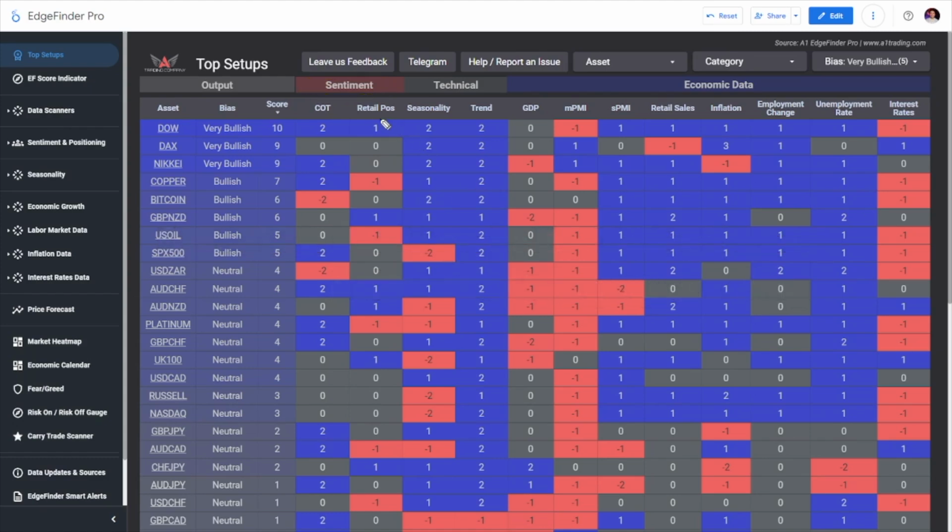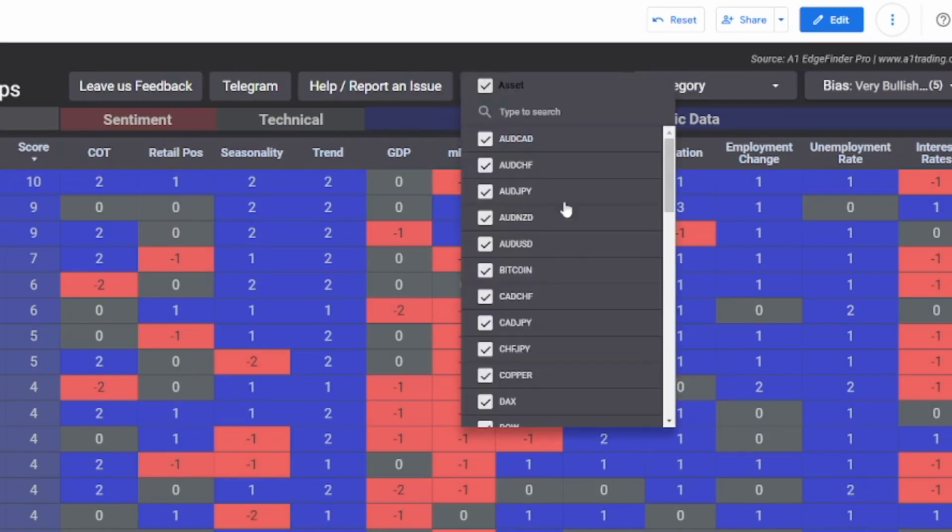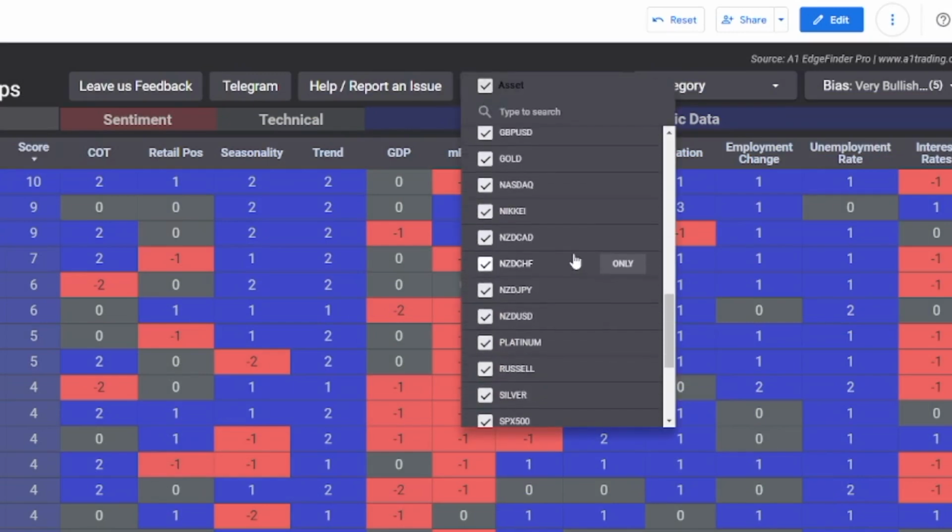And each one of these things in its solo view can be an important indicator, but the EdgeFinder really specializes in combining many different variables to create a full encompassing score for your favorite charts. Now within the top setups page, you have a couple options. You can select by asset. So if you're somebody who is very specifically interested in gold or the NASDAQ, or you'd like to select a few of your favorites, you can do so here.